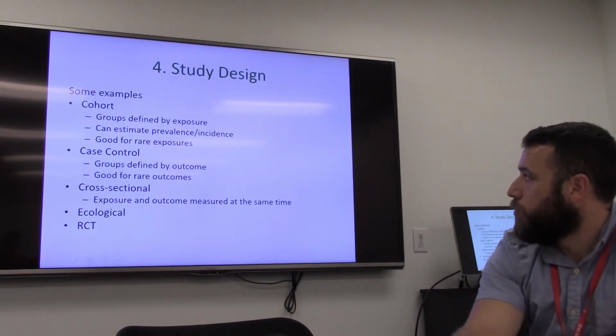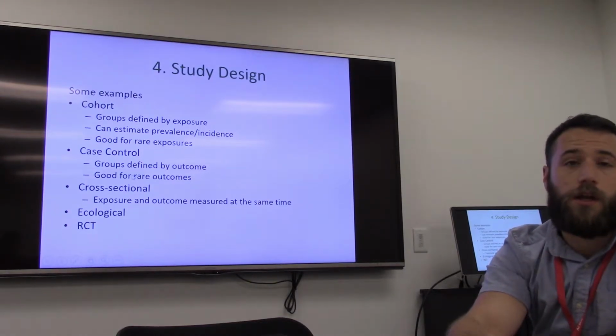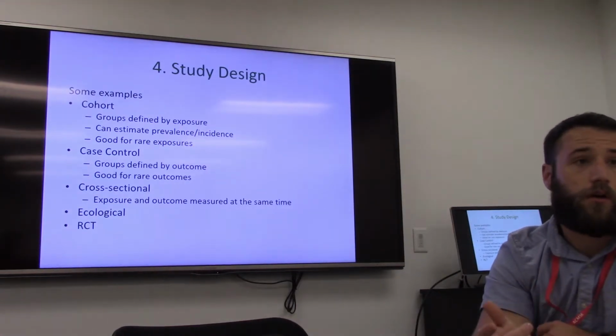When would you use one, when would you use the other? So case controls are good for rare outcomes and identifying what exposures might be associated with those, and cohorts are good for rare exposures.